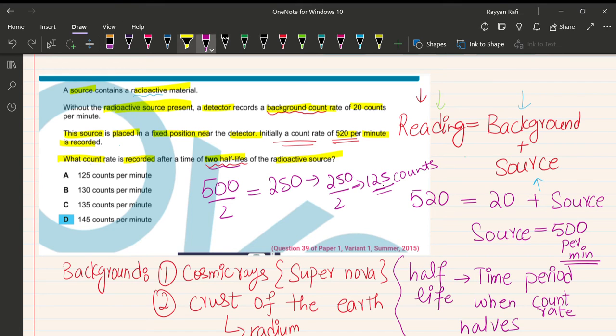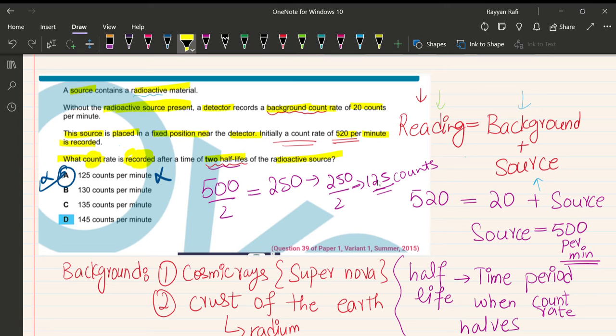Now, if you are a student, you will immediately select A and go on with the answer, but it is wrong. This is wrong because it does not say the count rate of the source. It says what count rate is recorded. Now we have to break it down. It is asking us what is the count rate recorded after a time of 2 half-lives. We know the count rate will be halved 2 times. 500 is divided to 250, and 250 is divided to 125 counts per minute.